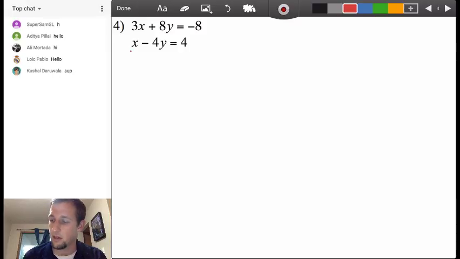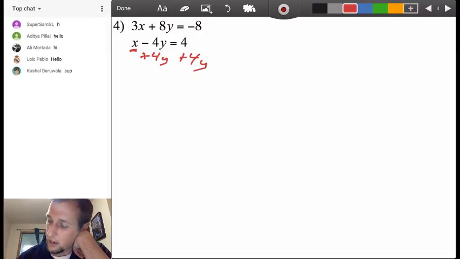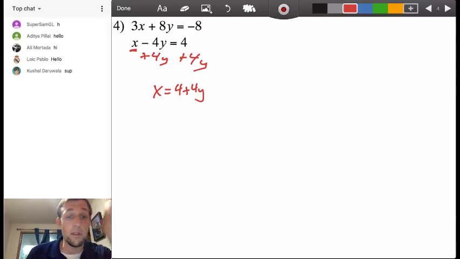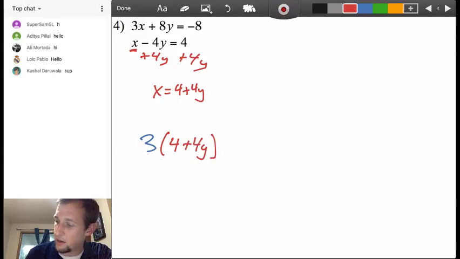So I'm going to get that by itself. I'm going to do that simply by adding 4y to both sides of that equation. Okay, and I get x equals 4 plus 4y. Again, once I've used that bottom equation, now I'm going to do the substitution in the other equation. Okay, so I get 3 instead of x. This is where I'm making my sub. 4 plus 4y. Okay, so I'm substituting out a different variable this time, but the process is exactly the same.